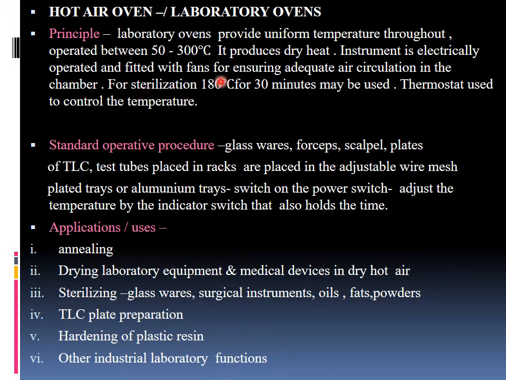For sterilization, we require a temperature of 180 degrees centigrade for 30 minutes. You may also use it at 160 degrees centigrade, but for 2 hours. A thermostat is used to control the temperature. You can use a thermometer. There is a place for a thermometer above where you can place it to record the temperature and to maintain uniformity throughout. The standard operative procedure is that whatever objects we need to place inside the hot air oven, say for drying purposes or for sterilization, the glasswares like test tubes have to be placed in racks, then the forceps or the pipettes or scalpels, some glass furnaces, TLC plates.